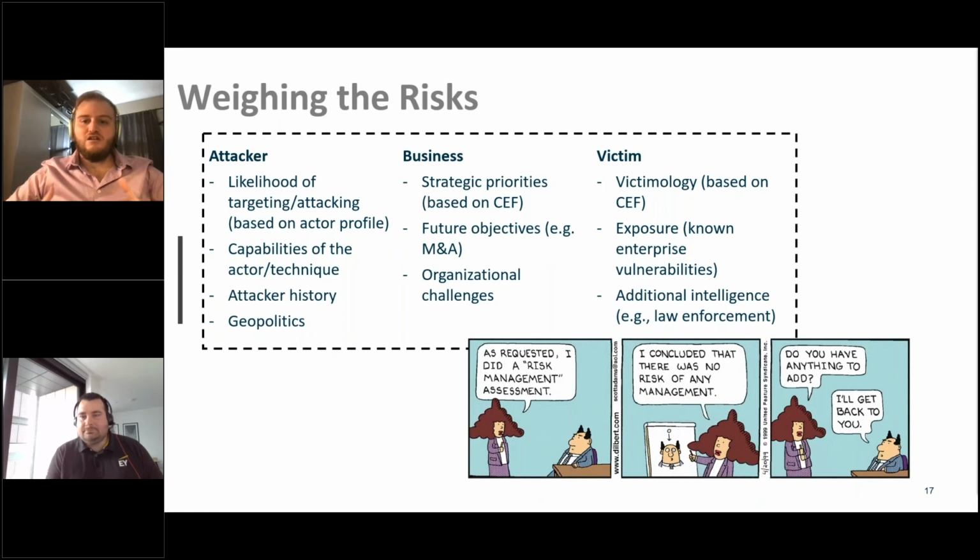Additional intelligence: is law enforcement or governmental authorities telling you you need to be worried about this group or that group? They seem to be looking and focusing on you. These are things that you can pull in to help build a more robust picture of the risk that can be actionalized on your environment and your organization.